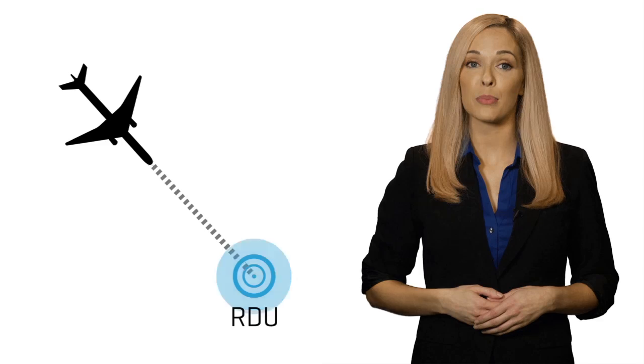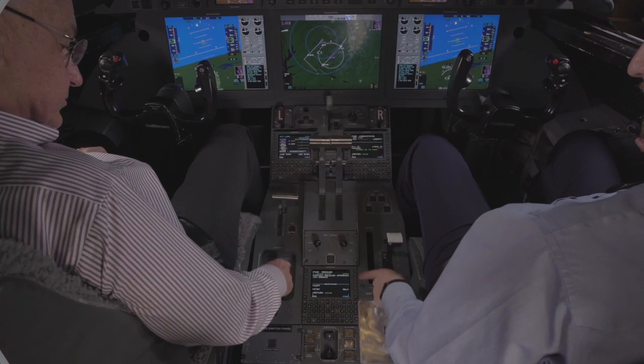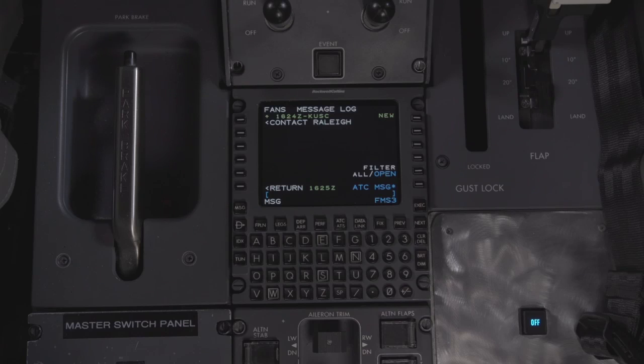Our flight is now approaching our destination. Our next handoff will be to the TRACON. CPDLC services are not provided in approach airspace, so we can expect to say our digital goodbyes and go back to standard voice communication. A CPDLC message has been received and instructs us to contact Raleigh Approach.